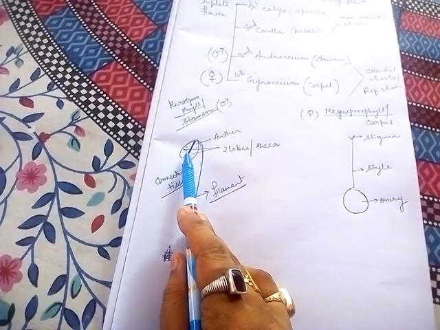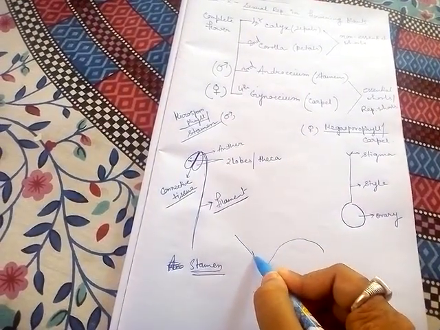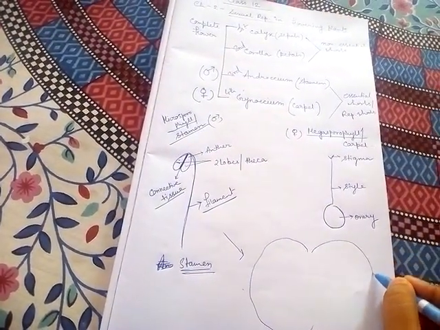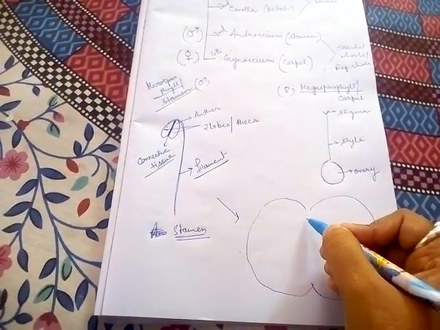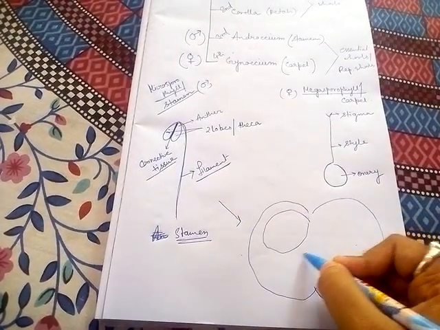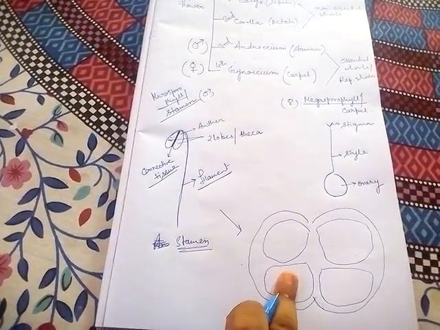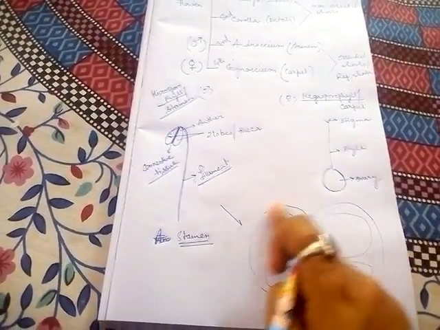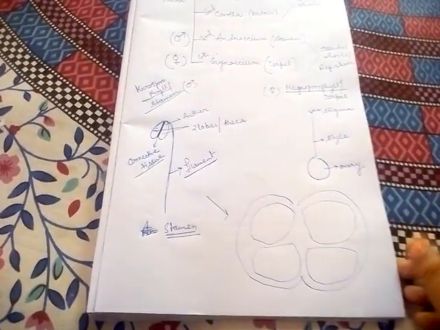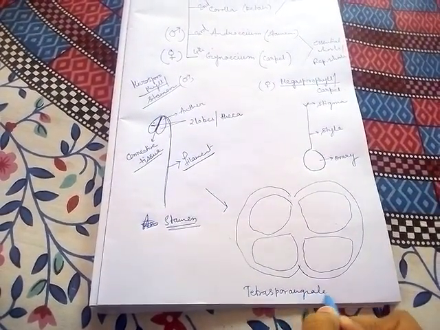And in cross sectional view, the anther looks like this. There are 2 lobes of the anther, and in each lobe 2 pollen sacs or pollen chambers are present. So altogether in an anther 4 pollen sacs or pollen chambers are present. That is why it is known as tetrasporangiate anther.